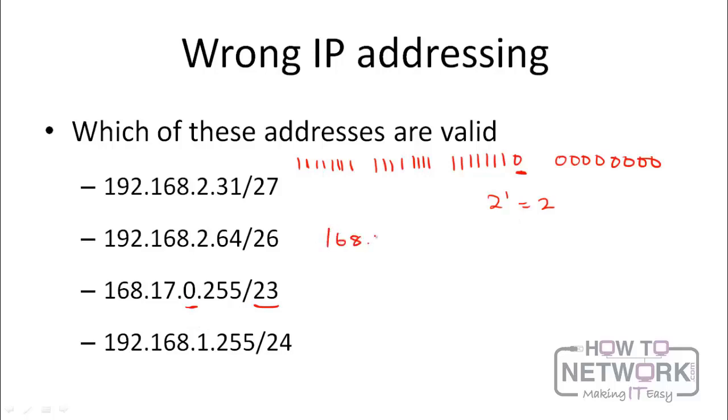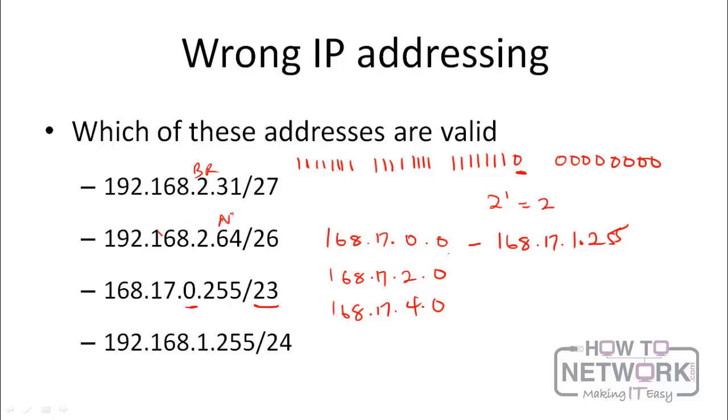So we would have 168.17.0.0. And the next one would be 168.17.2.0. And we'll have 168.17.4.0. And the broadcast address for the first one would be 168.17.1.255. So as we can see, 168.17.0.255 would actually be a valid address because it's between these two addresses, and it's neither a network address nor a broadcast address. So this is a broadcast, and this is a network, but this is a valid address.